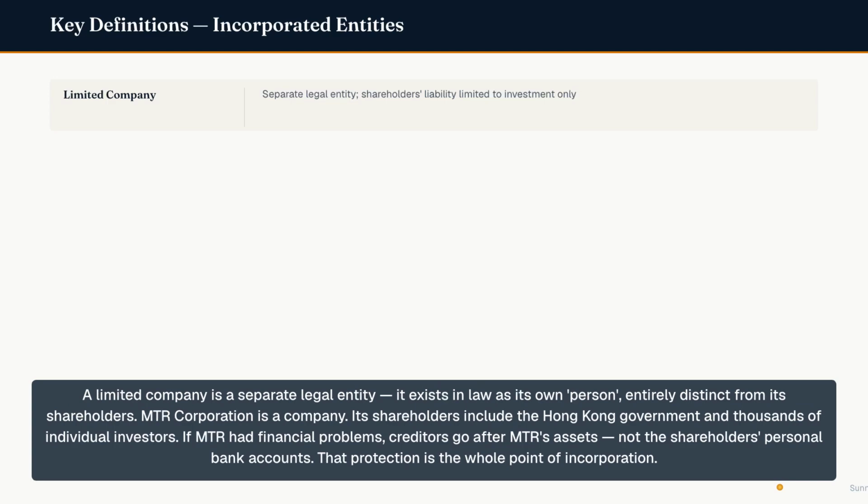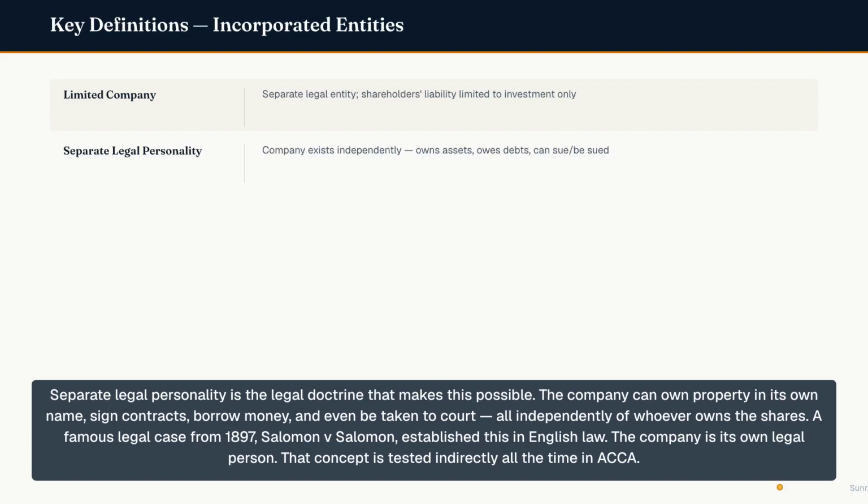That protection is the whole point of incorporation. Separate legal personality is the legal doctrine that makes this possible. The company can own property in its own name, sign contracts, borrow money, and even be taken to court, all independently of whoever owns the shares. A famous legal case from 1897, Salomon v. Salomon, established this in English law. The company is its own legal person. That concept is tested indirectly all the time in ACA.